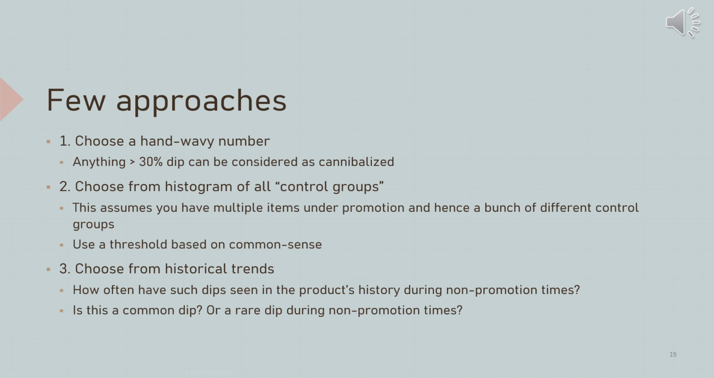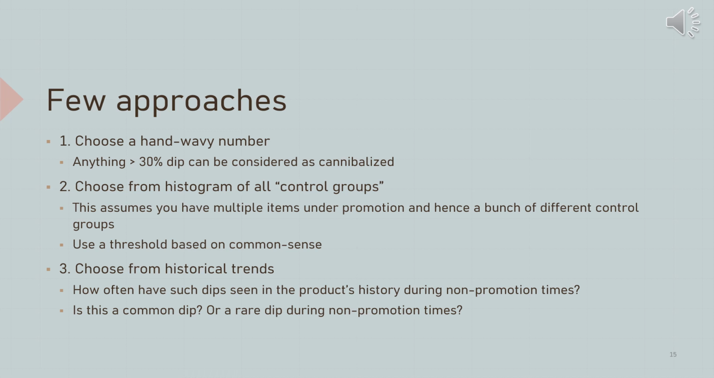So the first approach is just to choose a hand wavy number, or anything less than 30% dip. Let's consider it as cannibalized, right? We can set the rules of our measurement. So we can choose a hand wavy number. It will be difficult to explain to business why this is so. There will be a lot of questions depending on how smart your business folks are, but definitely business folks are much smarter. They will come back heavily on this.